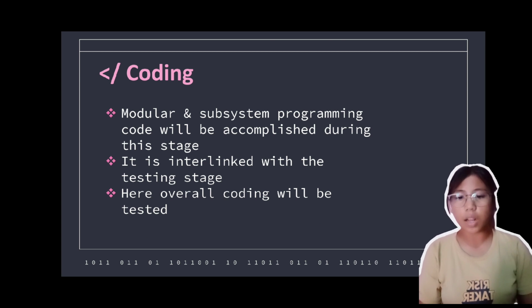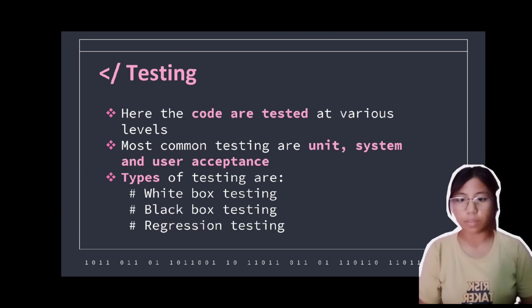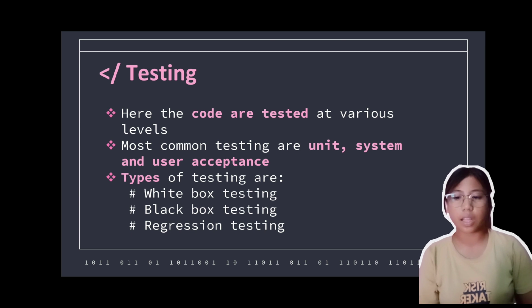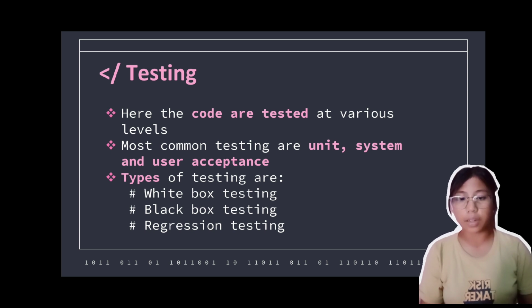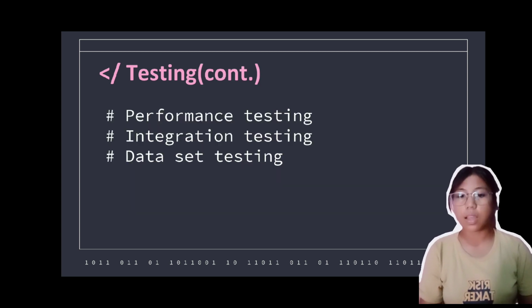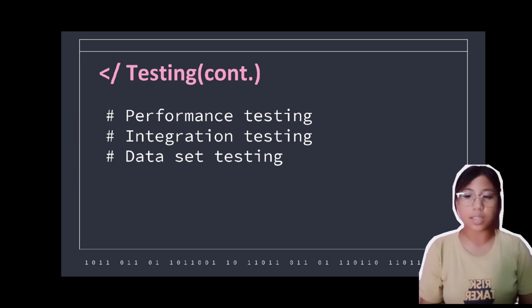Coding. Modular and subsystem programming code will be accomplished during this stage. It is interlinked with the testing stage. Here the overall coding will be tested. Testing. Here the code is tested at various levels. The most common testing are unit, system, and user acceptance. Types of testing are white box testing, black box testing, and regression testing. Also performance testing, integration testing, and dataset testing.